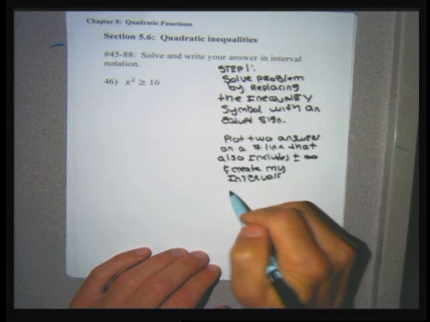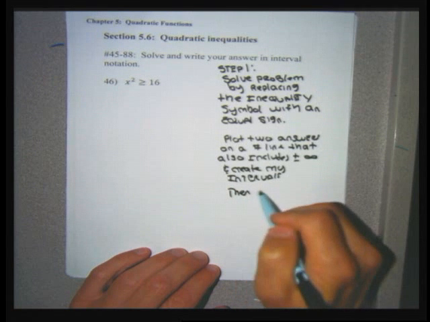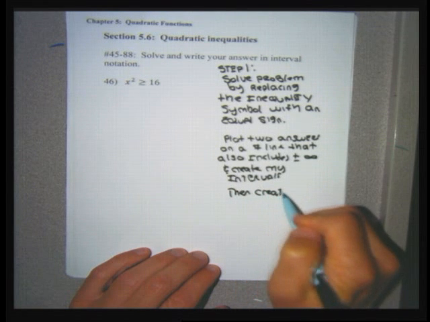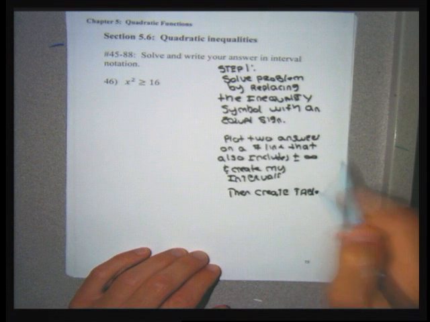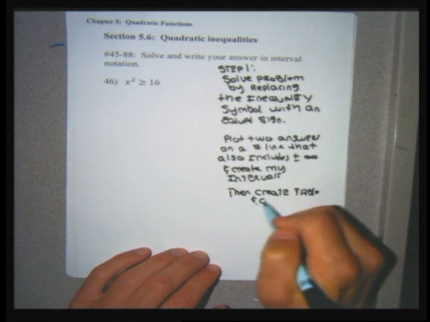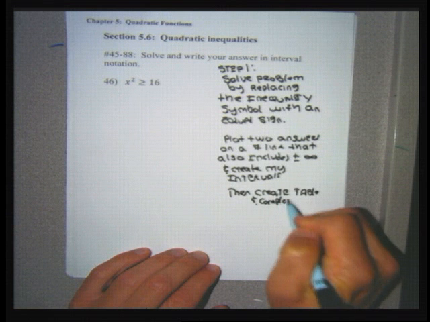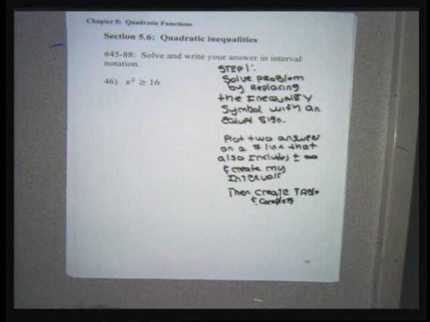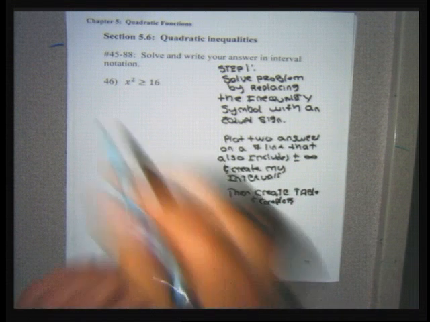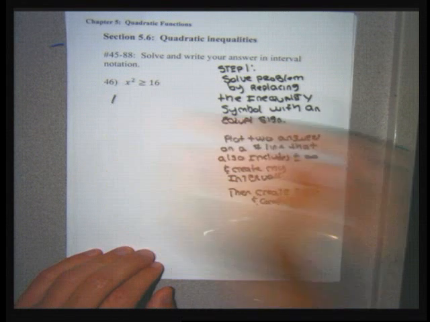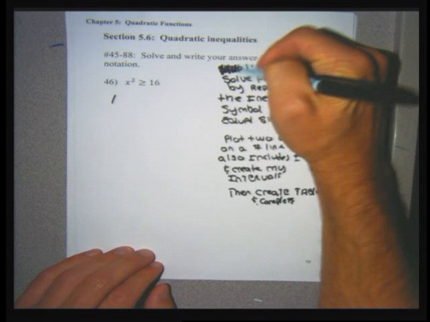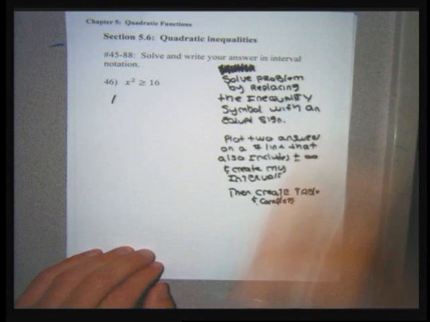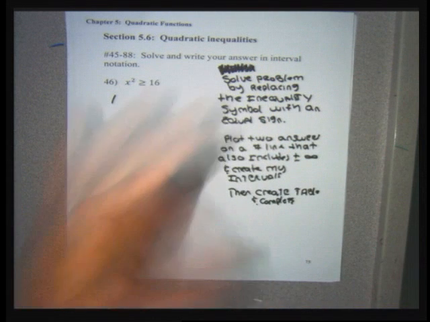create the table. How about create and complete the table? So for problem 46, step 1, I guess maybe I'll cross out, I didn't really write step, but this is what I'm going to do.